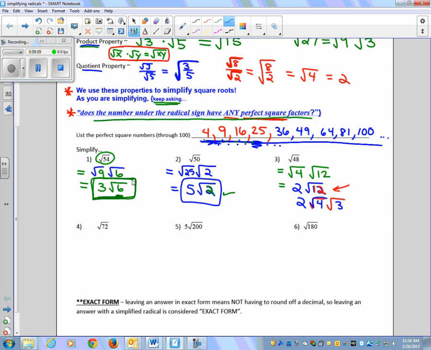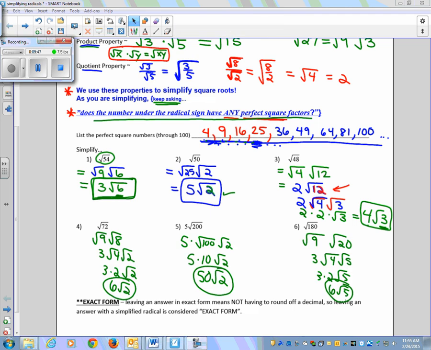Well, the square root of 4 I can simplify as 2. I already have my 2 from before. All of these get multiplied together. So my final answer here is 2 times 2 is 4 times the square root of 3, and that's my final answer. Because now I'm asking myself, does 3 have any perfect square factors? And the answer is no, it does not. So I'd like you to pause the video now and try some of these last 3 on your own, and then come back and check your answers.